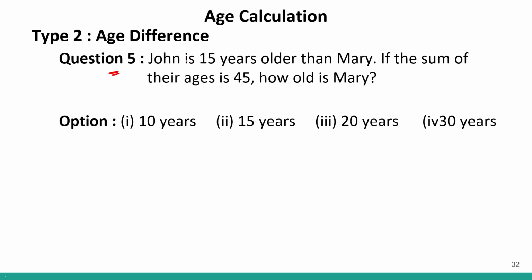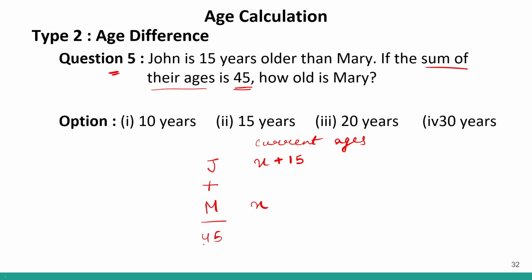Question number 5, we are given that John is 15 years older than Mary. So let's say current ages I'm talking about. So if Mary is X years old, John is X plus 15. Correct? John is 15 years older than Mary. So if Mary is X, John will be X plus 15. Now the sum of their ages is 45. This is given to us. So basically John plus Mary is 45.